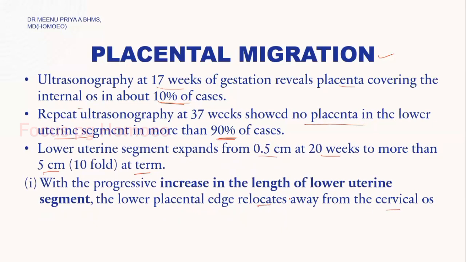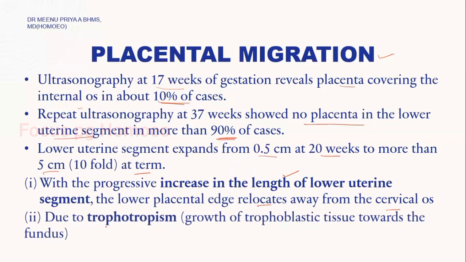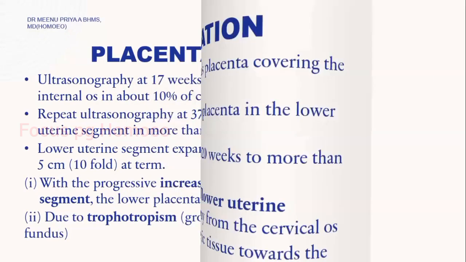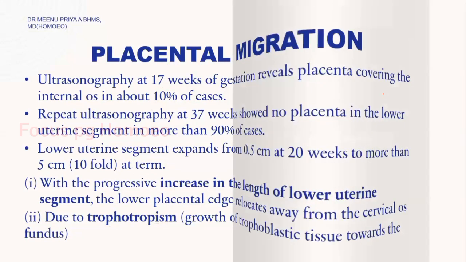Why is placental migration occurring? One cause could be the increase in the length of the lower uterine segment. And one more is trophotropism. Trophotropism is the growth of trophoblastic tissue towards the fundus. So the placenta goes to its normal position, and that is called placental migration. And you have to remember it occurs in the condition called placenta previa. Now, what are the clinical features?